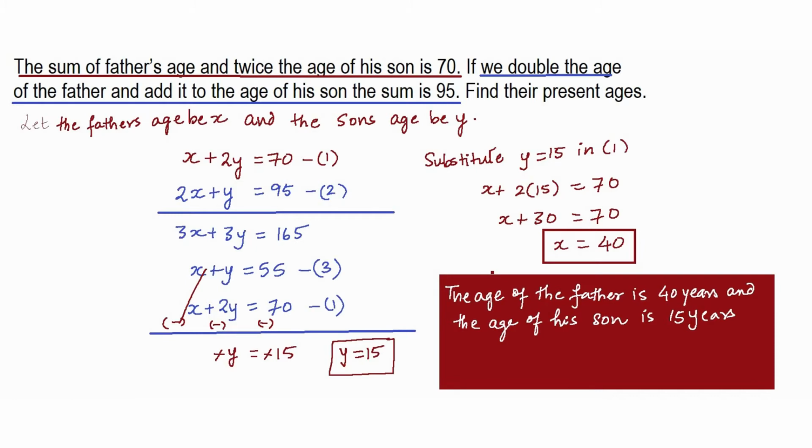Now of course you can check the answer. Let's double the son's age. So it will be 30, and 40 plus 30 is 70. So that matches our first condition which is given here. Yeah, the age is 70. And let's double the father's age. So father is 40, doubling his age would be 80. And 80 plus 15 would be 95.